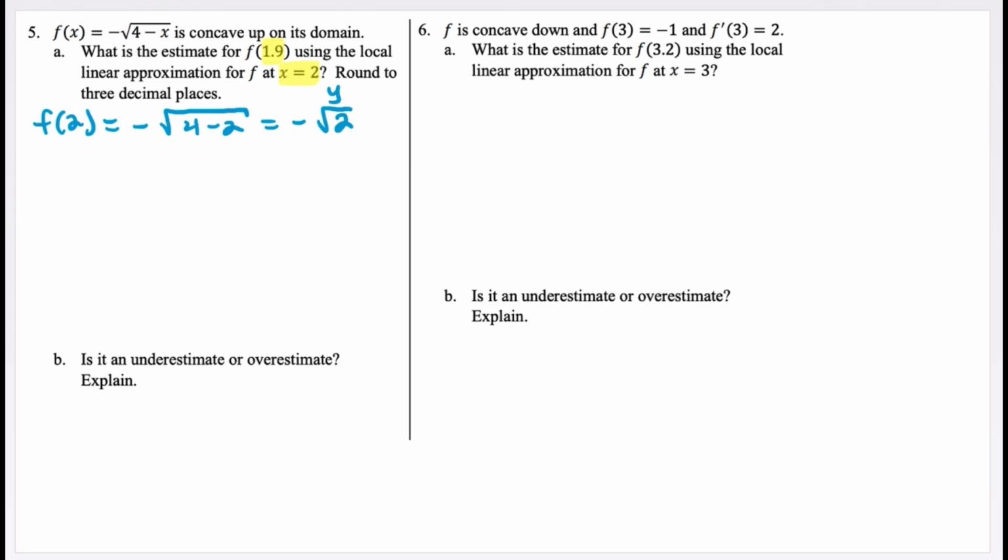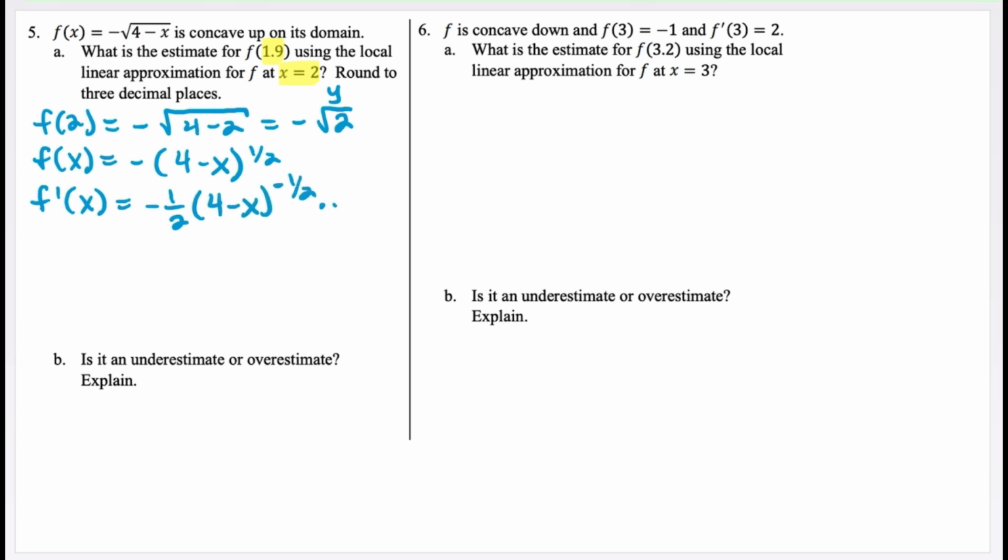Now I need to find also the slope of the tangent line. So I do need to find the derivative of that function. I'm going to go ahead and rewrite f of x to look a little bit better for finding the derivative. And now I'm going to go ahead and find the derivative. So f prime of x equals negative 1/2 times 4 minus x to the negative 1/2 times negative 1. The reason I'm multiplying by negative 1 is because the derivative of 4 minus x is negative 1, because negative 1 is the number in front of the x.